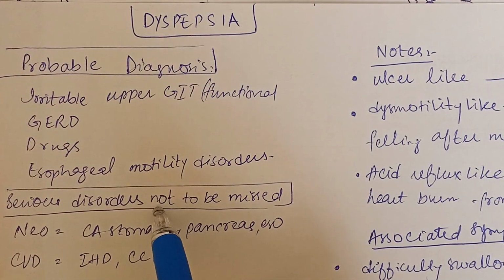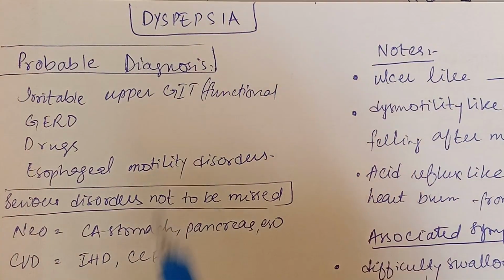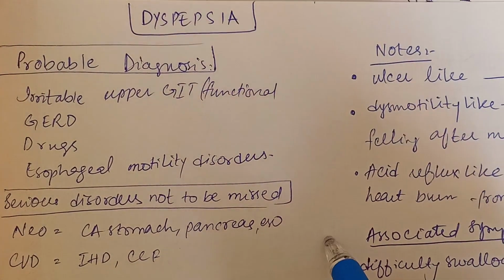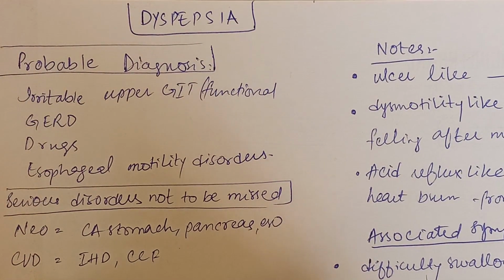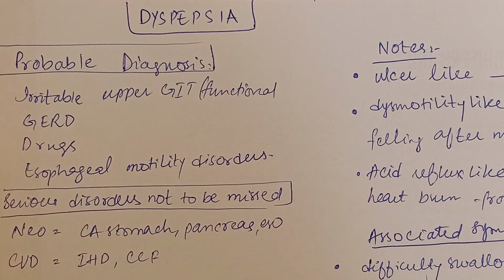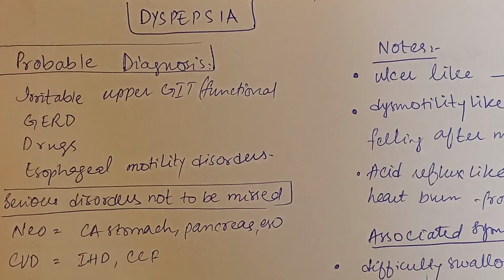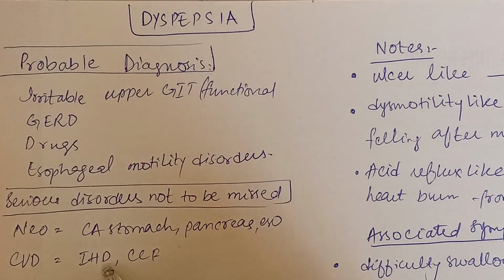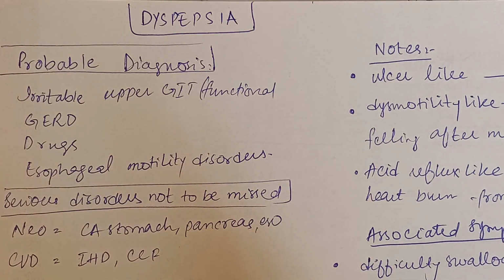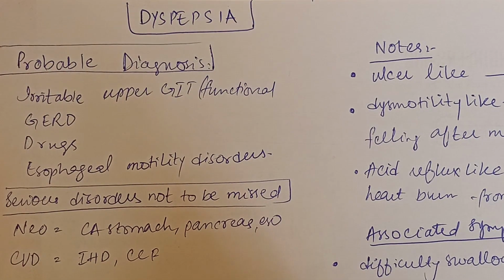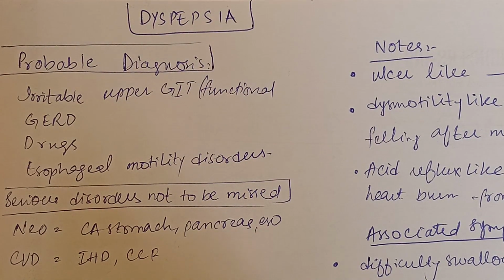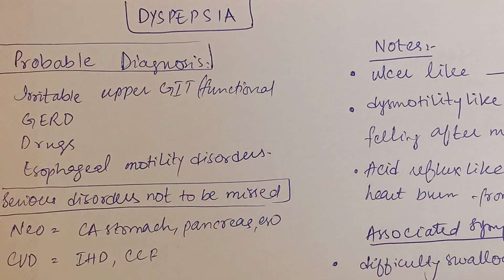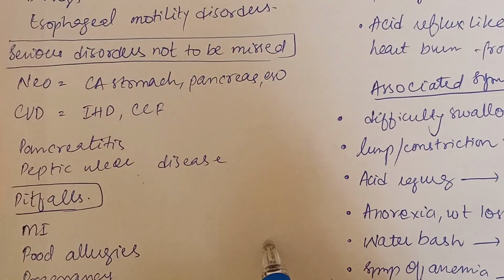Now coming towards serious disorders which should not be missed when the patient is complaining of dyspepsia. These can be neoplasia like cancer of stomach, pancreas, and esophagus. Cardiovascular diseases: if the patient has chest discomfort and upper abdominal discomfort, we can suspect cardiovascular diseases like ischemic heart disease, congestive cardiac failure. If the patient has upper abdominal discomfort which is radiating to back, we can suspect pancreatitis. Then we have peptic ulcer disease.